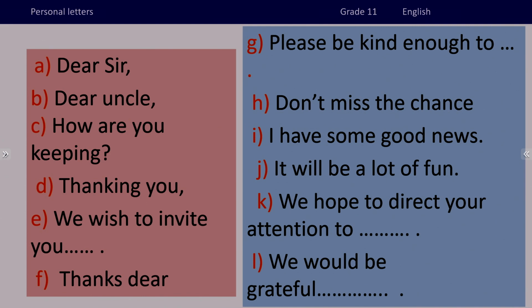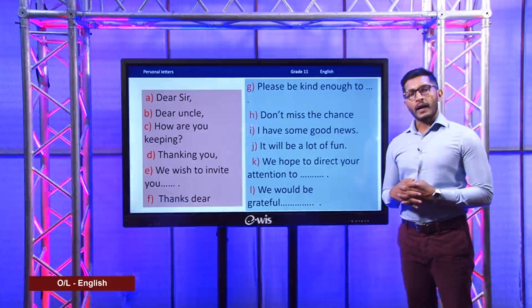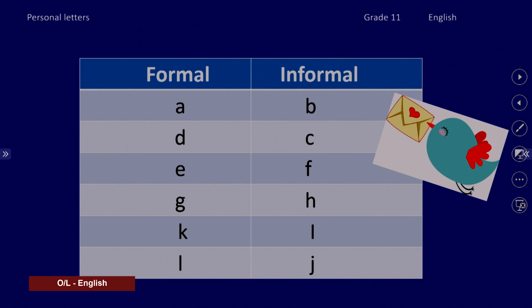Don't miss the chance, don't miss, it's informal. I have some good news, again the same, informal. It will be a lot of fun, see the word fun. We don't use them in official letters. We hope to direct your attention to. Again, you can see the formality in the language, so we use it in formal letters. We would be grateful. Again, we use that phrase in official or formal letters. I hope you are clear with that. Let's check the answers. Right.